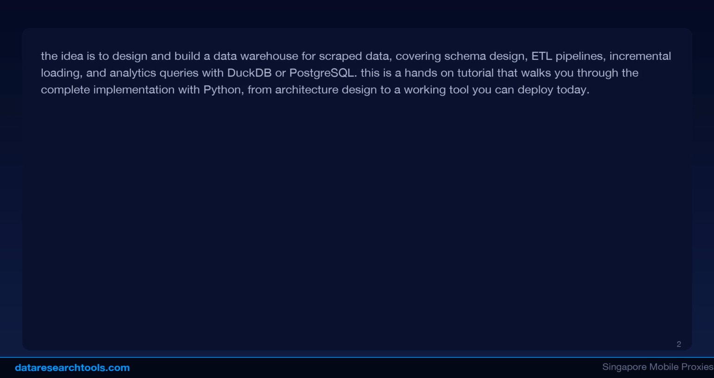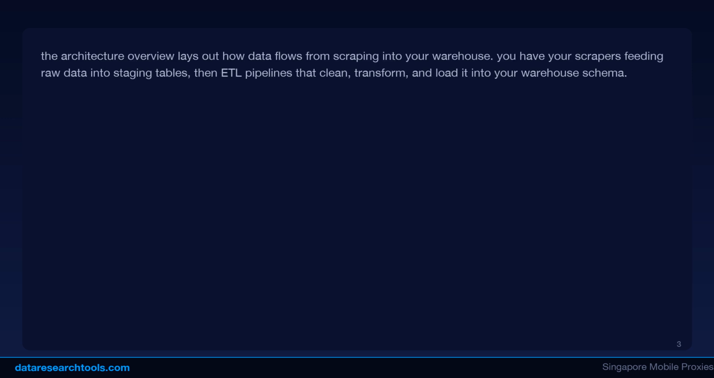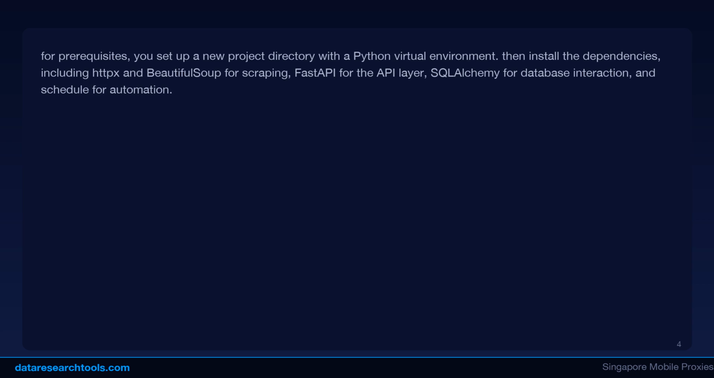Scraped data has unique characteristics that make traditional databases insufficient at scale. The data is semi-structured and comes in varying formats from different sources. Volume grows quickly since even moderate scraping operations generate millions of records. Historical tracking matters because you need to compare prices, availability, or content over time. And query patterns are analytical in nature, meaning you're running aggregations and comparisons, not just looking up individual records.